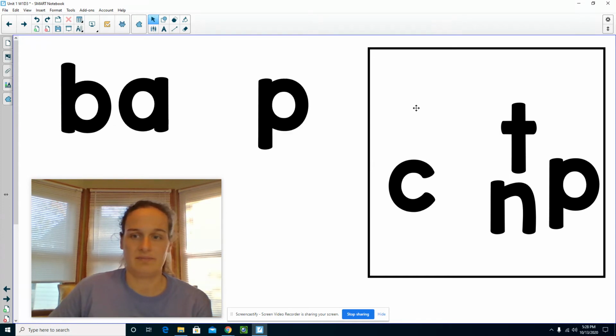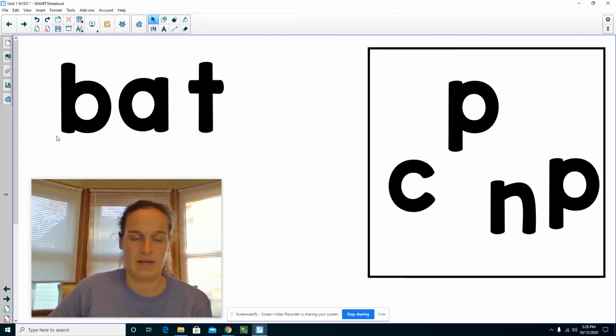Last one. B says b, A says a, T says t. Let's blend that together. Bat. The word is bat.